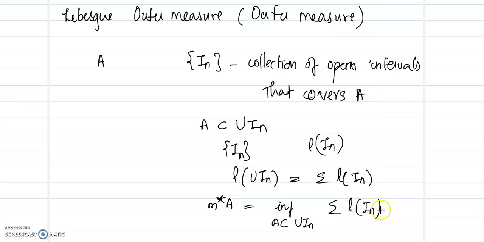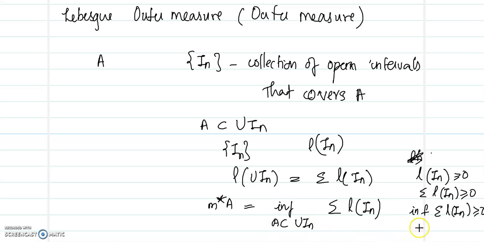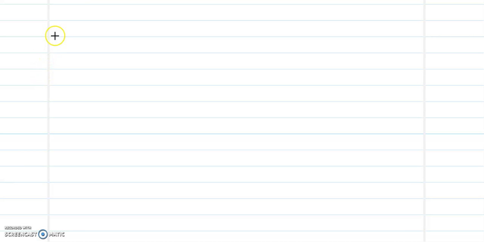Now as you can see, when you take an open interval, the length of I n, for any open interval I n, will always be greater than 0. So the length of I n is always greater than 0. So the summation of lengths of I n has to be always greater than 0. So this is always a non-negative value. Therefore the infimum of the summation of lengths of I n will be greater than 0. So you can see that actually m star of A will be greater than 0.